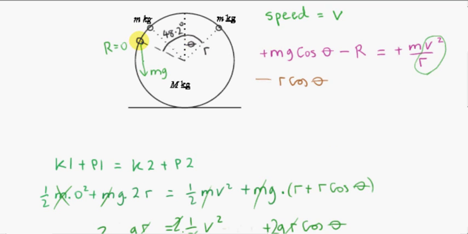So if r is 0, it means that this ring has lost contact with the hoop. So the hoop is no longer in contact, is no longer exerting a force on the ring. It's not in contact with it. Of course, the gravitational force is always acting.